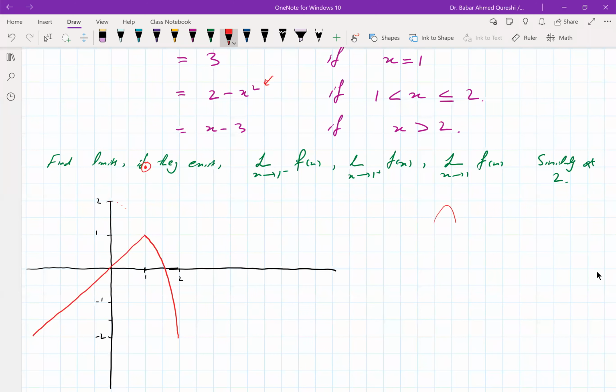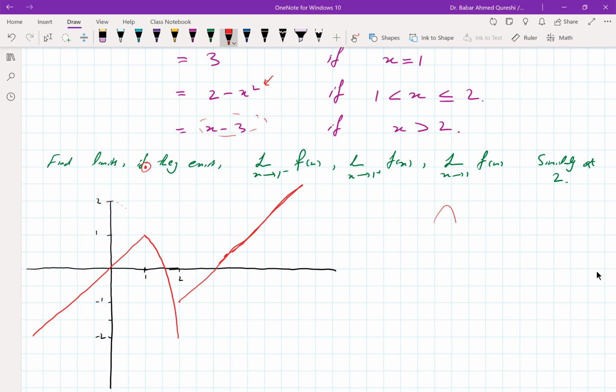Then above 2, it's again a 45-degree line. But it starts right after 2 at minus 1. So from here, and then this is this line. So that's the graph of this function.